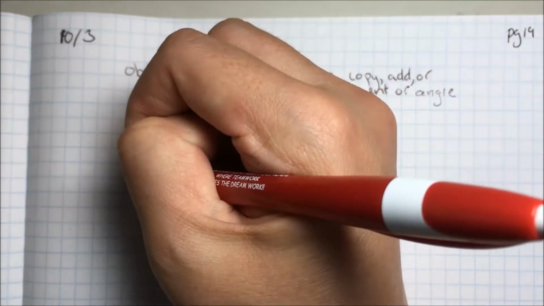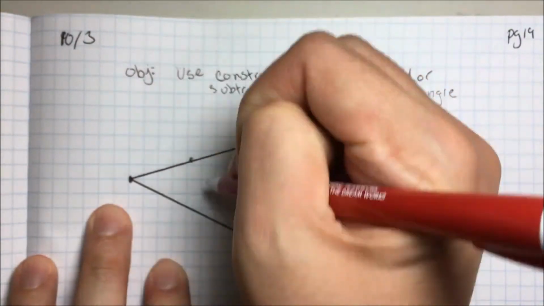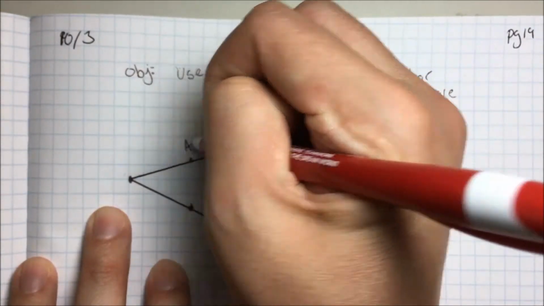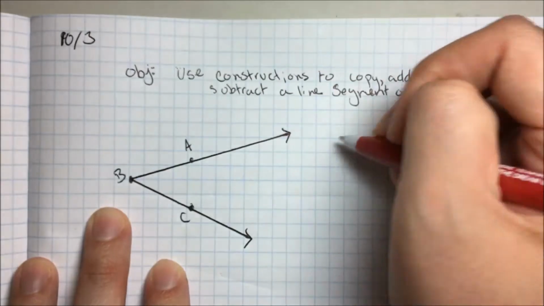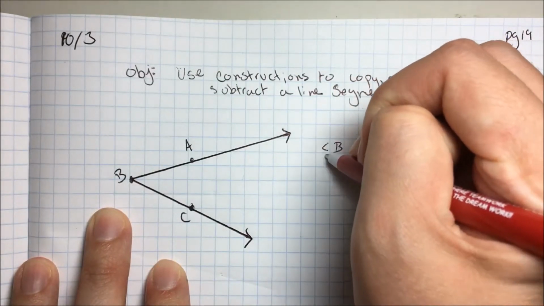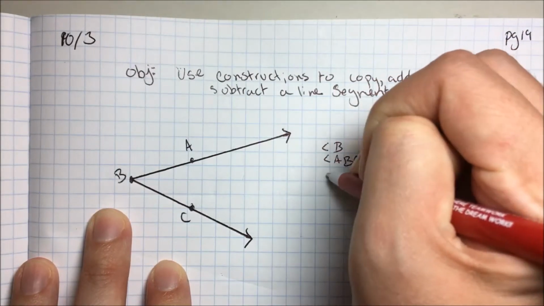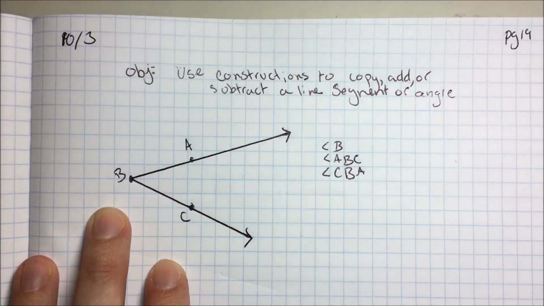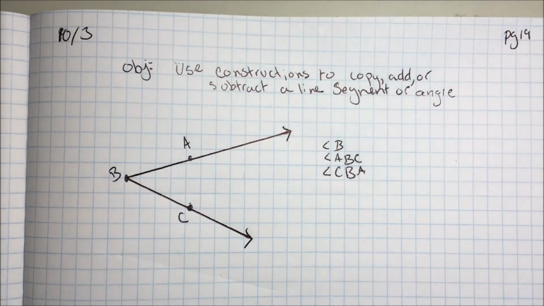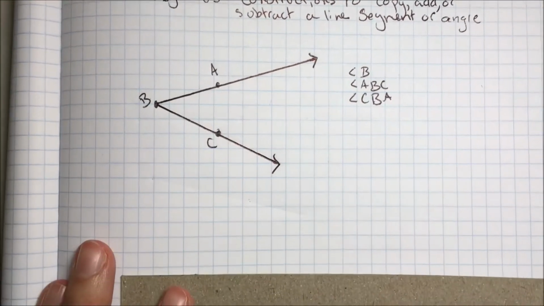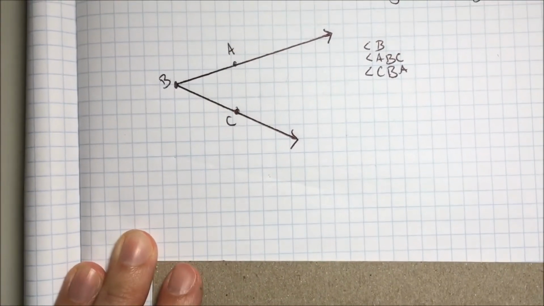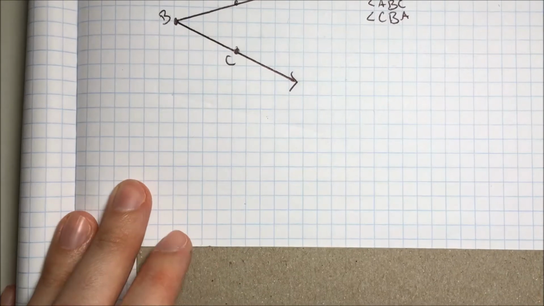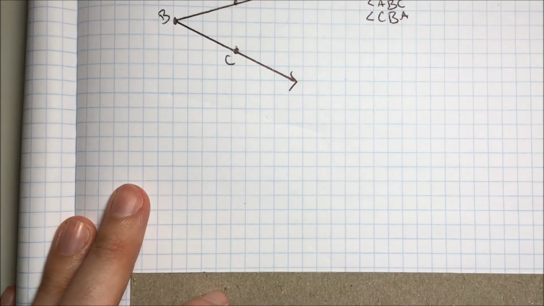Now remember, there's 3 ways to name this angle. Okay, this is angle B, angle ABC, or angle CBA. All are names of this angle. And we're going to copy this angle onto a line. So I'm going to draw any line down here and give it a lot of space for myself.